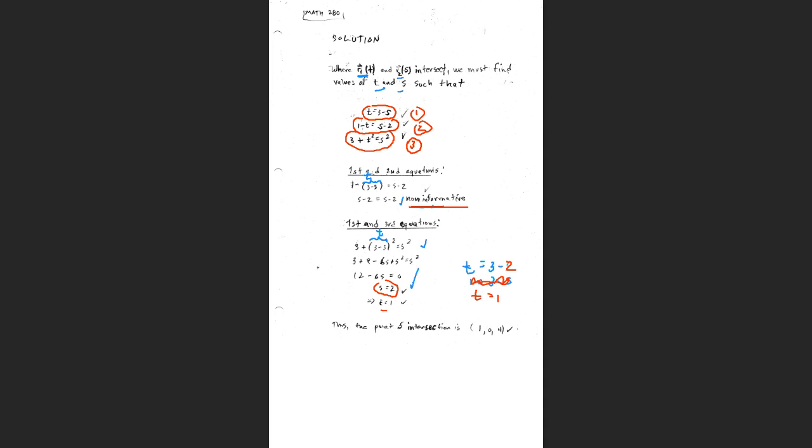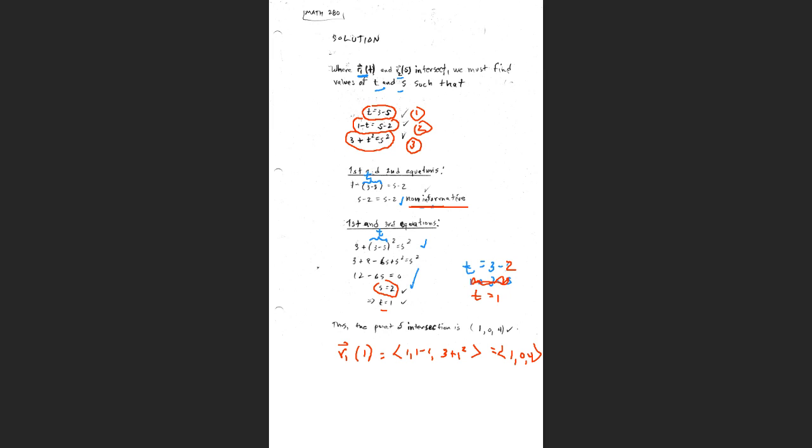So now the point of intersection is going to be 1, 0, and 4. So, like for instance, how do we get that? Well, R of 1, if t is 1, that would be 1, 1 minus 1, and 3 plus 1 squared. So that's 1, 0, 4.